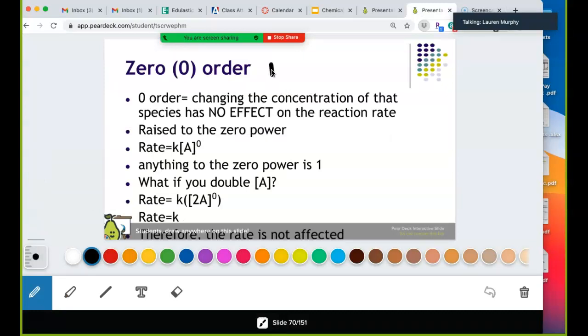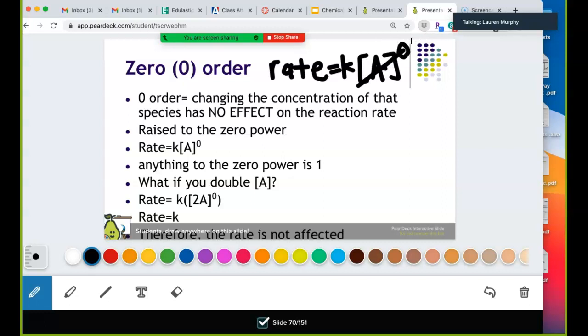How do you write a rate law? You write rate equals K, and we're using fake reactant A. And if it's zero order, we write the zero as an exponent. Well, anything to the 0 power is 1. So this guy is just gone, meaning you don't even see it in the rate law. So it doesn't affect the rate of the reaction. So if I change its concentration, it doesn't matter.